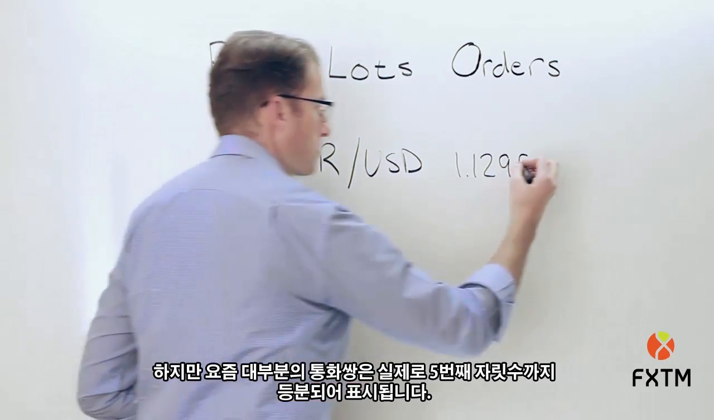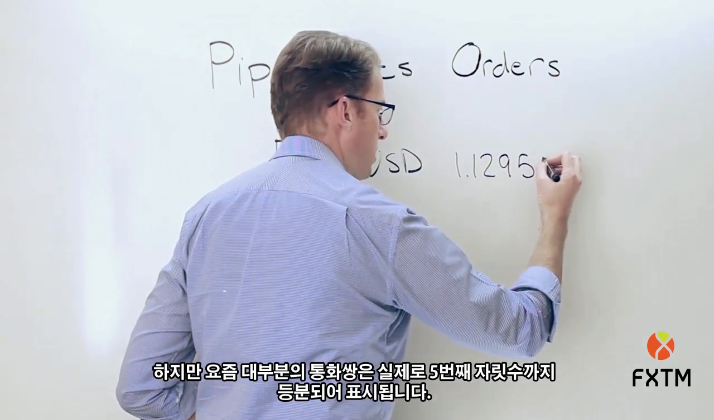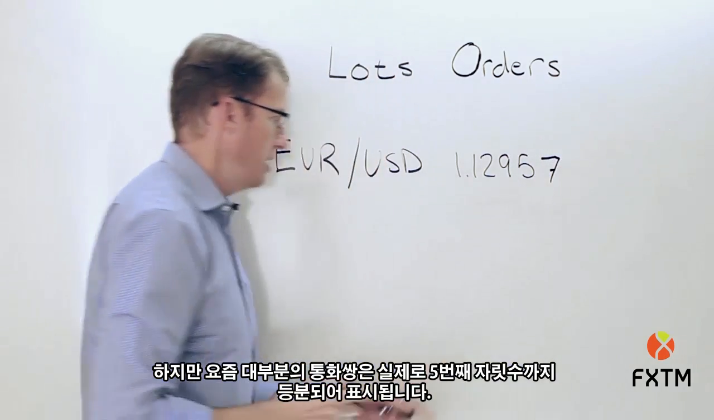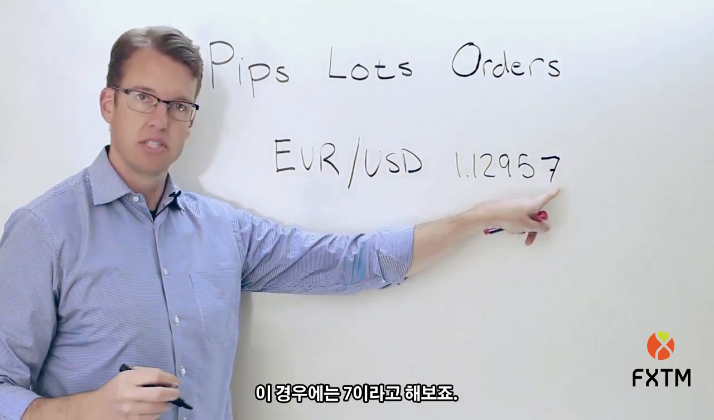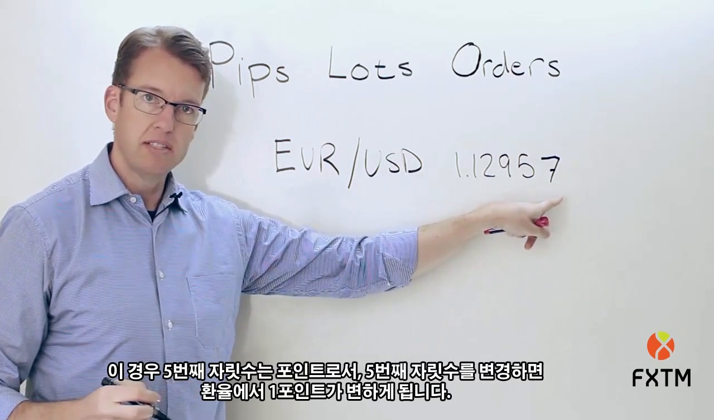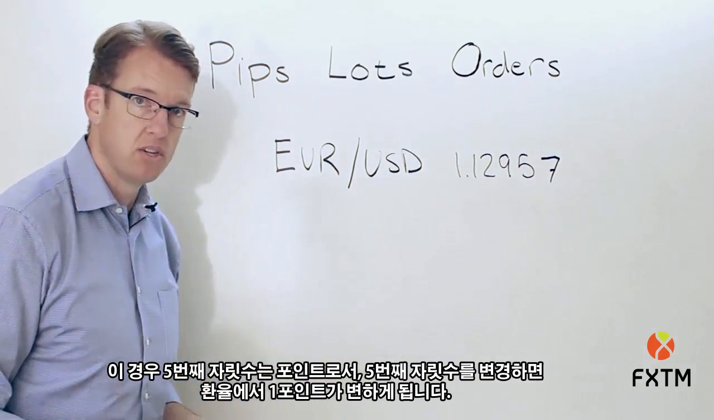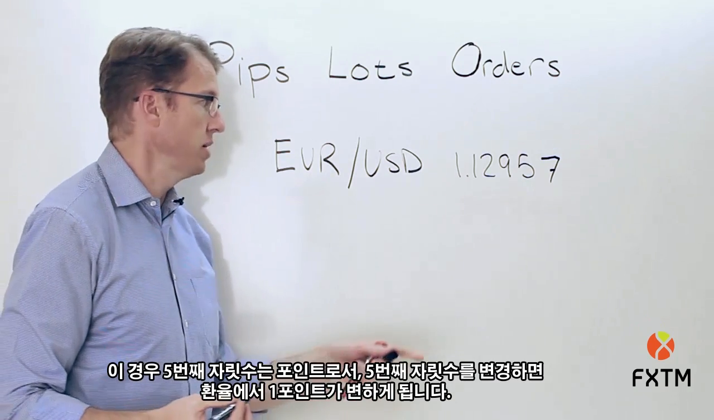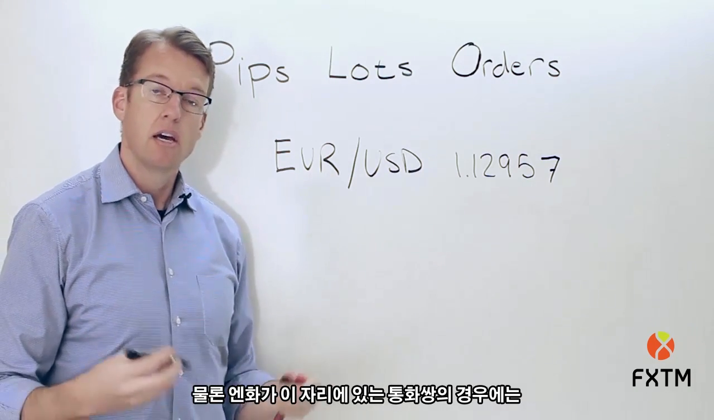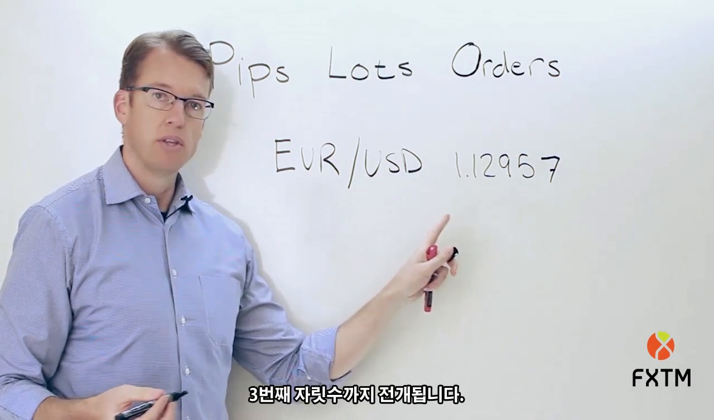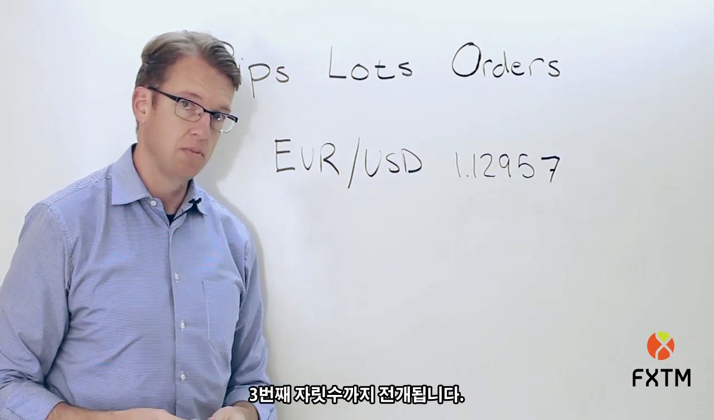Now however, most currency pairs these days are actually quoted all the way out to the fifth decimal place. So in this case, we'll take that out to a 7. A change in the fifth decimal place would be a change of 1 point within the exchange rate. And of course, with a currency pair where the yen is on this side of the exchange rate, that's going to be carried out to the third decimal point.